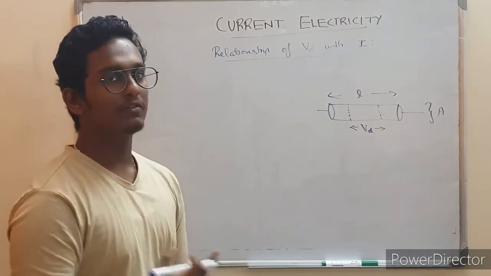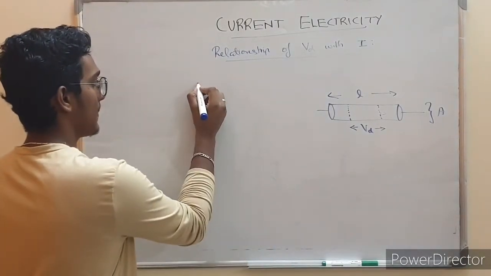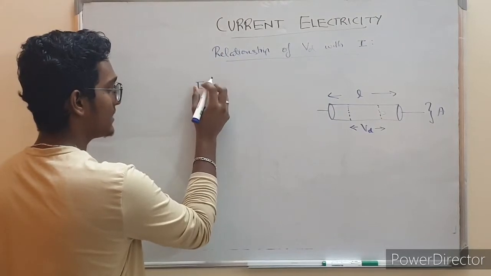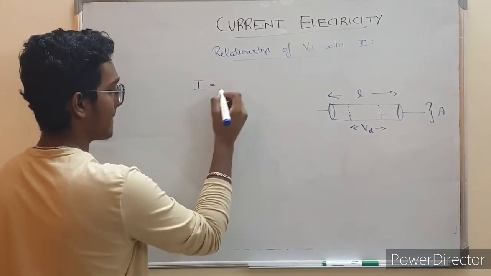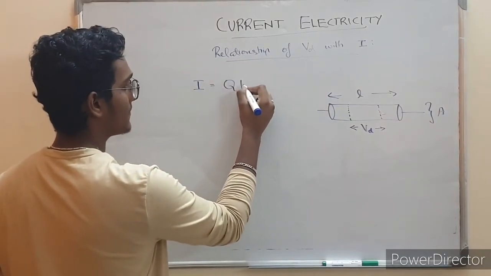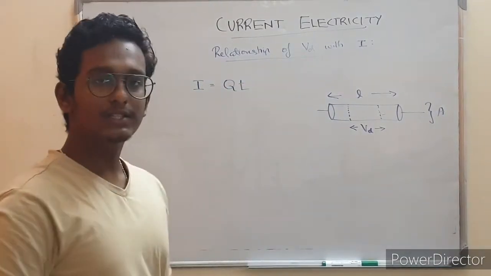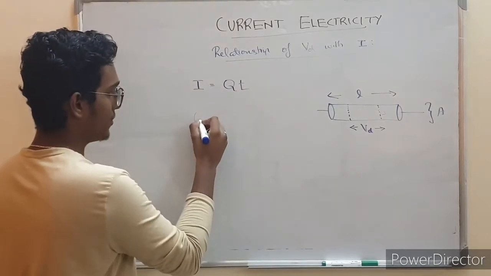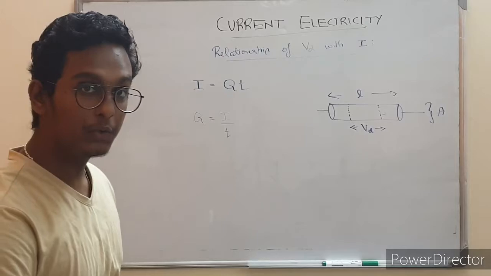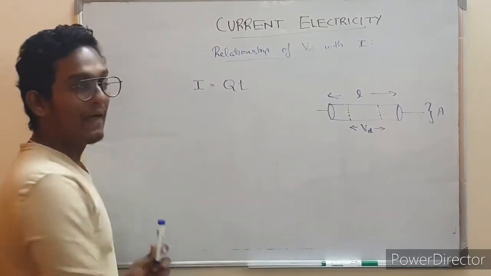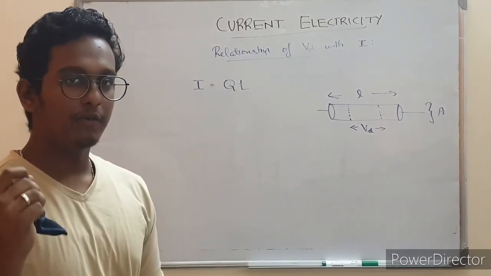So when you start with the formula for current, I equals Q times T. So this comes from the formula that Q is equal to I by T. And now we conducted the experiment only for 1 second.